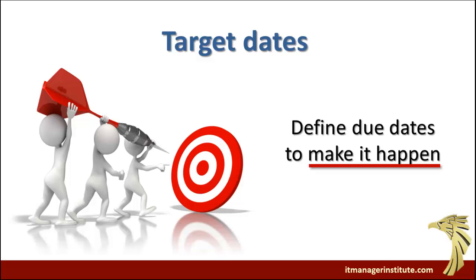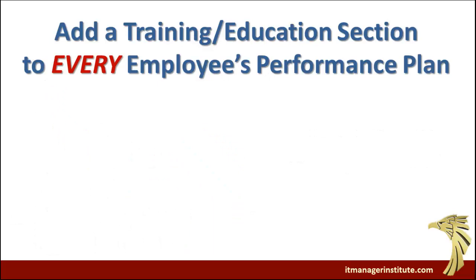If you don't put a target date on it, it'll tend to just sit there and nobody is really going to focus on it. So you might need to make people accountable to make these things happen. You want to add a training and education section to every employee's performance plan. Every employee in your organization should have a training and education section. I can tell you when I do performance plans, every employee of mine has a training and education section. It's very important for you to focus their training and their development.